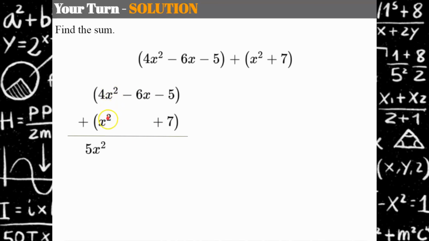So when we add, 4x squared plus x squared is 5x squared. Negative 6x plus 0 is negative 6x. Negative 5 plus 7 is positive 2. So here is our sum.